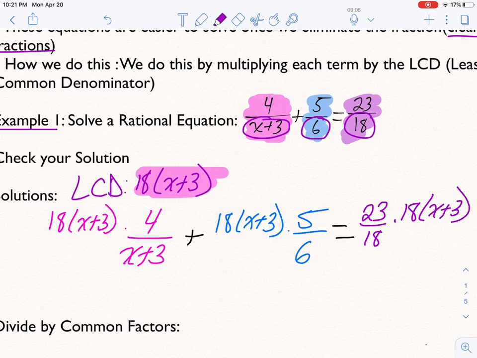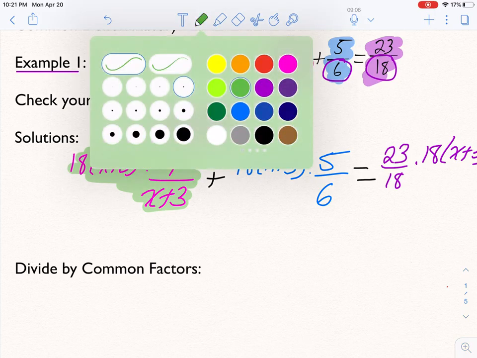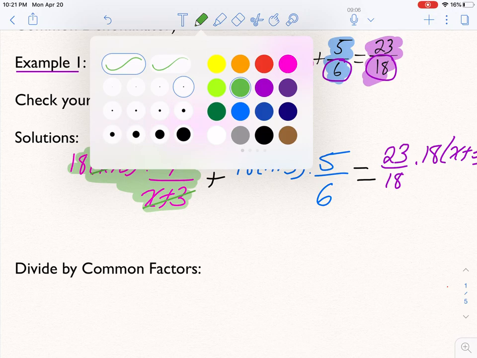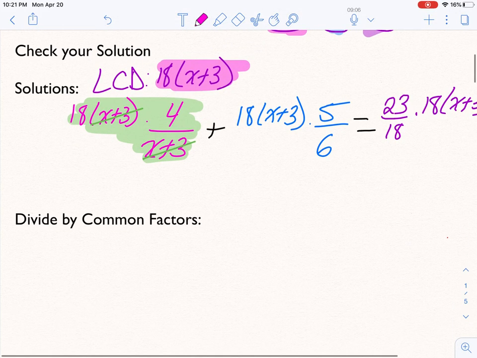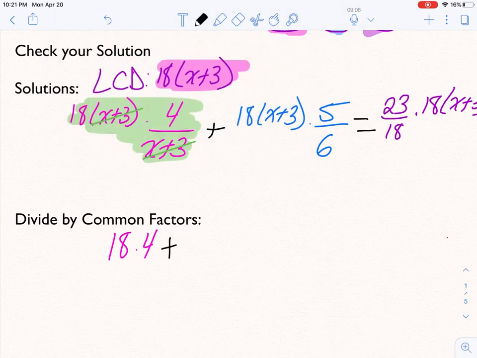Alright, so hopefully we see that this part right here that I'm highlighting in green, all that is multiplying rational expressions. So we know anything in the top can cancel with anything in the bottom. So I've got x plus 3's that will cancel. And all I'm left with now in that green spot is 18 times 4. Pull the plus sign down.